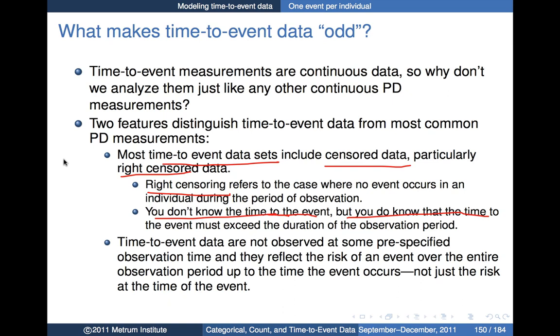The other one is that time to event data are not observed at some pre-specified observation time. That's a key element. Also related to this is that the time to an event doesn't just reflect the risk at the moment the event occurs. It really reflects the history of risk of such an event occurring over time. So these events reflect the risk over the entire observation period up to the time the event occurs, and not just the risk at the time of the event. I suppose you could call those two different things, so maybe there are three features that distinguish it. They lead to having to view the problem somewhat differently than we do with most continuous data, but the censoring by far is what makes it necessary to resort to some special approaches.